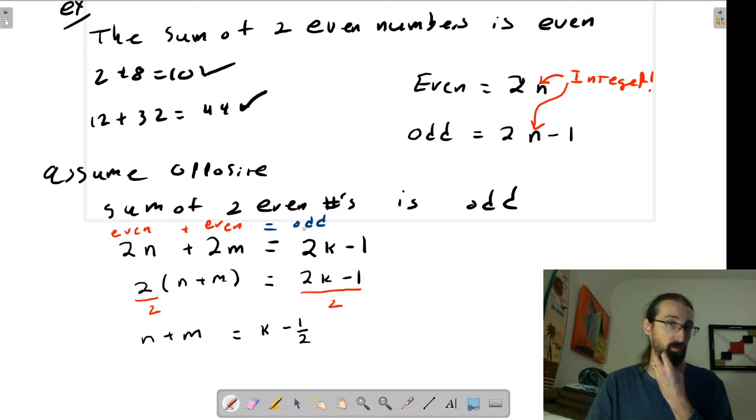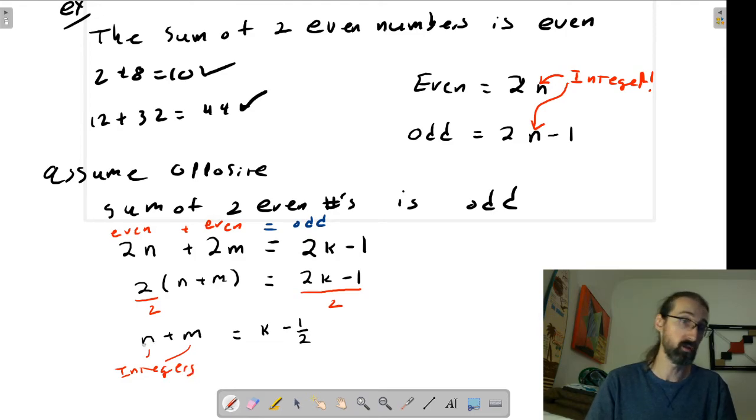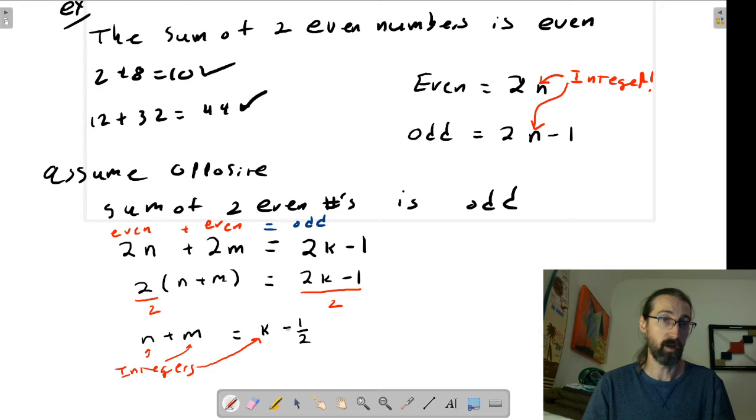And here we have a problem. What is the problem here? Well, n and m are both integer numbers. Integers. So a 1 plus a 2, or a 9 plus a 7, or whatever. Any integer numbers. So I'm saying if I add those two integer numbers, I'm going to get some integer, and I'm going to get something where it's another integer minus 1/2.